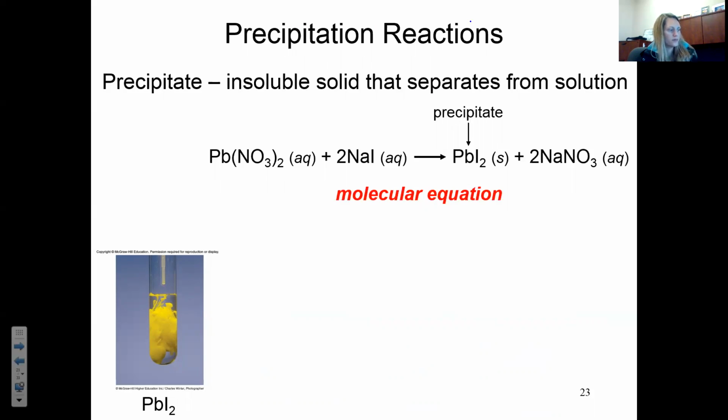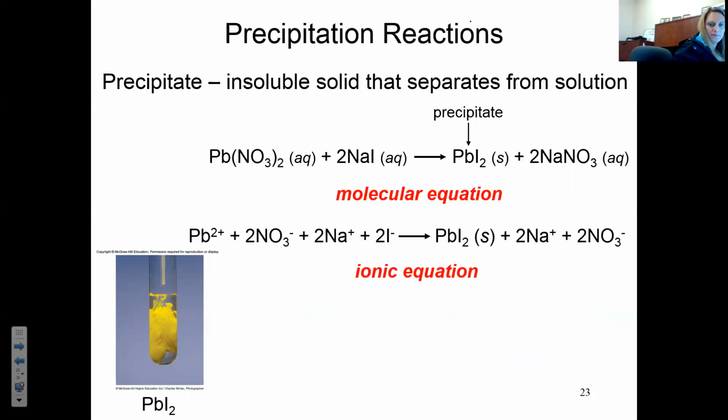We can look at the solubility rules to determine whether or not a reaction is occurring. We can also do something that is kind of a longhand form of looking at that, and we do it by looking at the molecular equation. So here is an example of the molecular equation. The molecular equation is that one right there.